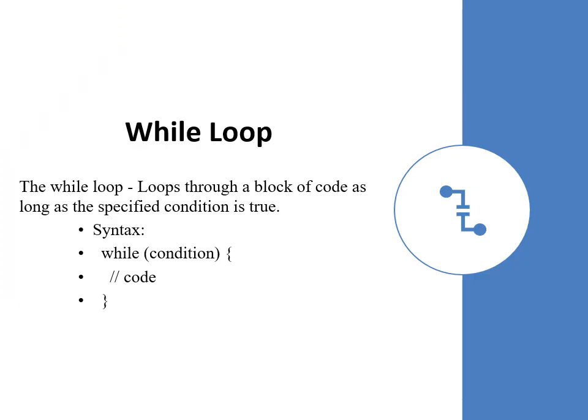Now let's look at the while loop. The while loop loops through a block of code as long as the specified condition is true. So while will keep working when the conditions are true. If not, it terminates. It keeps running that code until that condition is met. If you look at our previous example where we used a counter, we can also use the while loop to do the same thing here.